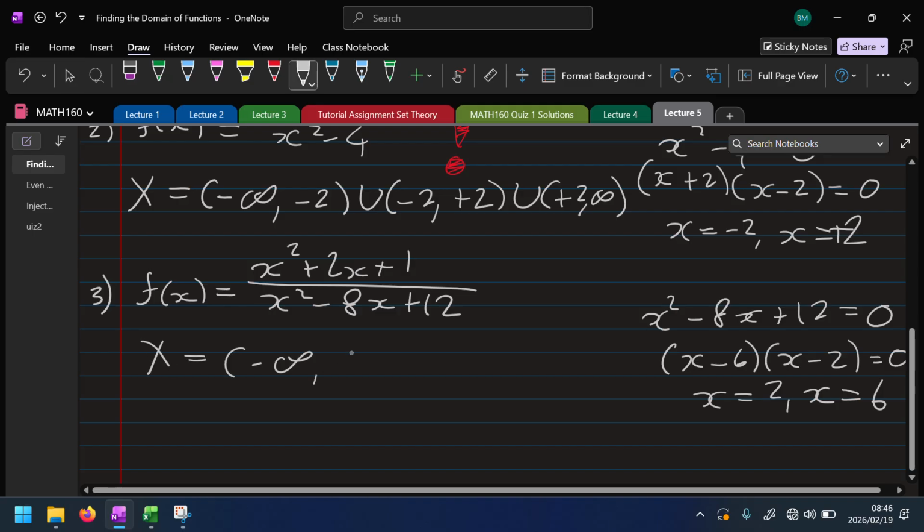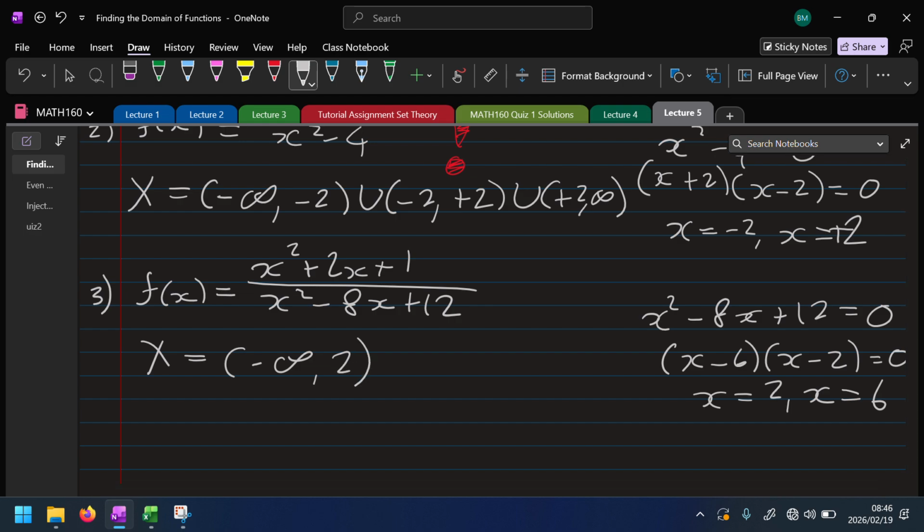So everything up to 2, everything's fine. Round bracket, we want to remove the 2. Union. Between the 2, there's no issue. Again, round bracket, we want to remove it. And everything after 6, there's no issue. So we can go union 6 to infinity. Okay. And that's our domain. Again, 2 and 6, those are removed. And like in the previous one, make sure you include this middle part as well. Okay. Otherwise, 0 for everything. Okay. Any questions for this one?